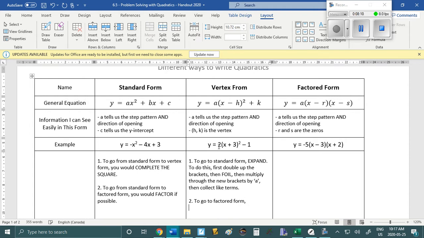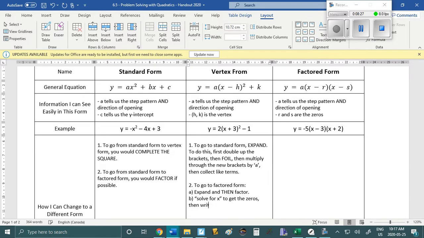To go to factored form, we don't really have a great way to do this. So there are 2 options. This isn't something we would normally want to do. So you could expand and then factor, or you could solve for x to get the zeros, then write in factored form with the A value being the same. And I'm going to do examples of all these, so if you're like, what is happening? I will show you what's happening.